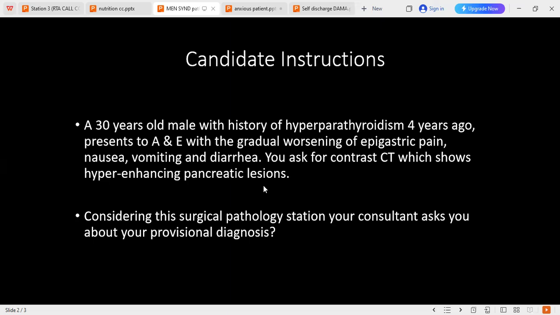We'll get the Whipple's triad. It includes the symptoms of hypoglycemia after exercise or fasting. The blood glucose level will be less than 2.8 millimole per liter, and symptoms improve after taking a meal or intravenous glucose administration. All right.